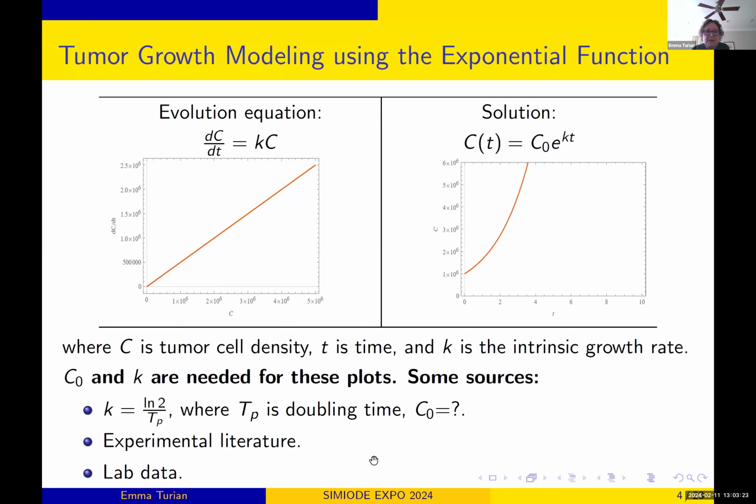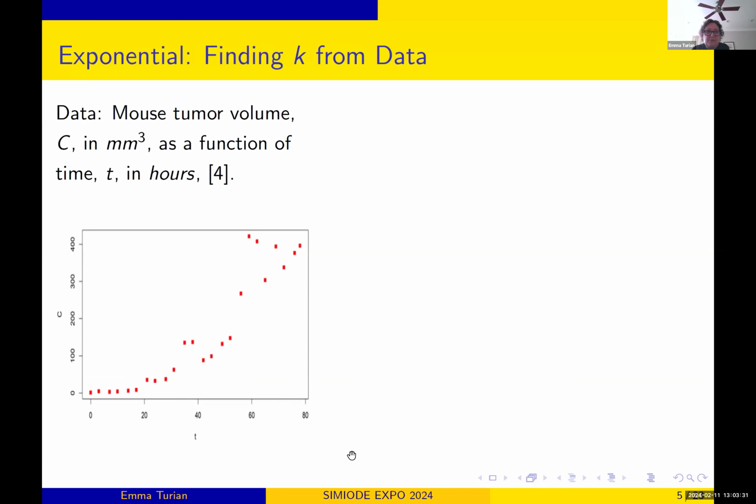We can get parameter values from experimental literature or from the lab data. Speaking of which, if we have this data, the source of which is from a scientific paper, this represents the mouse tumor volume denoted in C. I usually use C because most of the time we work with cell densities. So it's C for cells as a function of time in hours. We discuss data in class, and what students are seeing is that the data is increasing, and then there is more scattering towards the end.